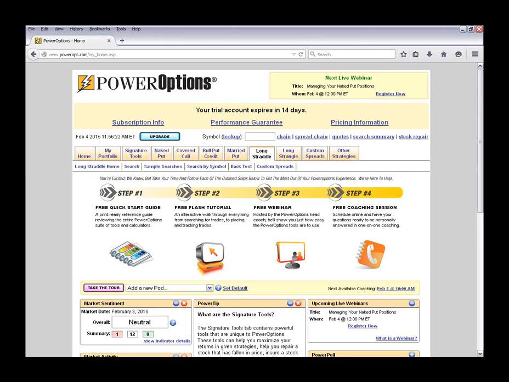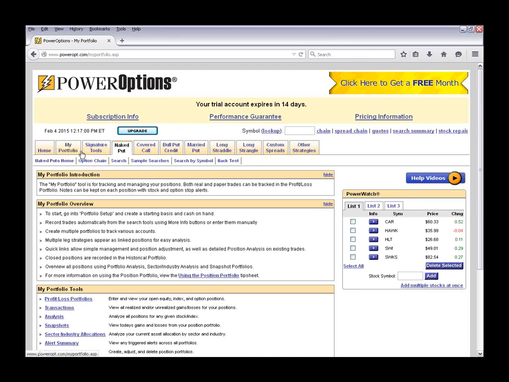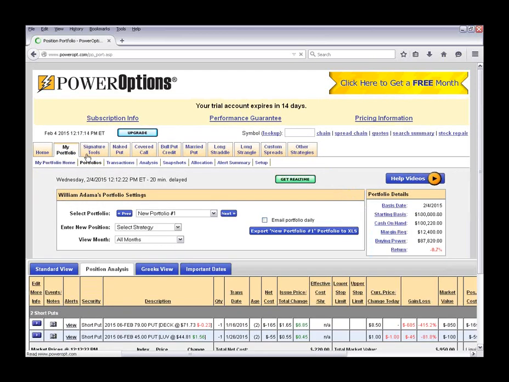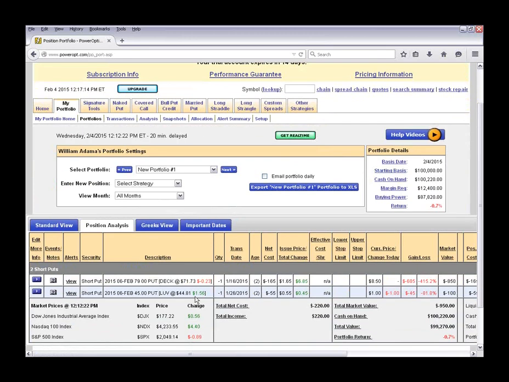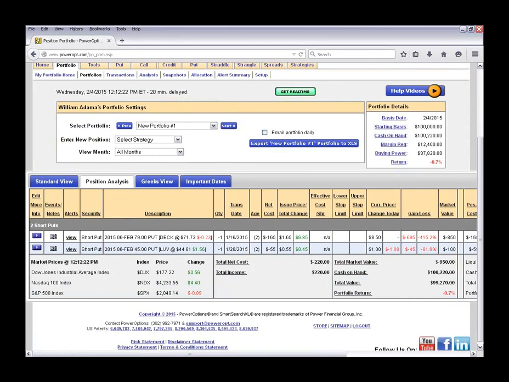And when I have various positions, whether they're spreads, naked puts, or so forth, I'm going to track the positions in the portfolio tools. All right, so let's go ahead now and go to My Portfolio. And in the portfolio tools, we're going to navigate right over to the main portfolios view. This is where I track my open positions. Here we have 2 naked put positions that we've entered here. We're going to go back to the second position later on when we talk about DECK. But right now we're going to take a look at the February 45 put on LUV.